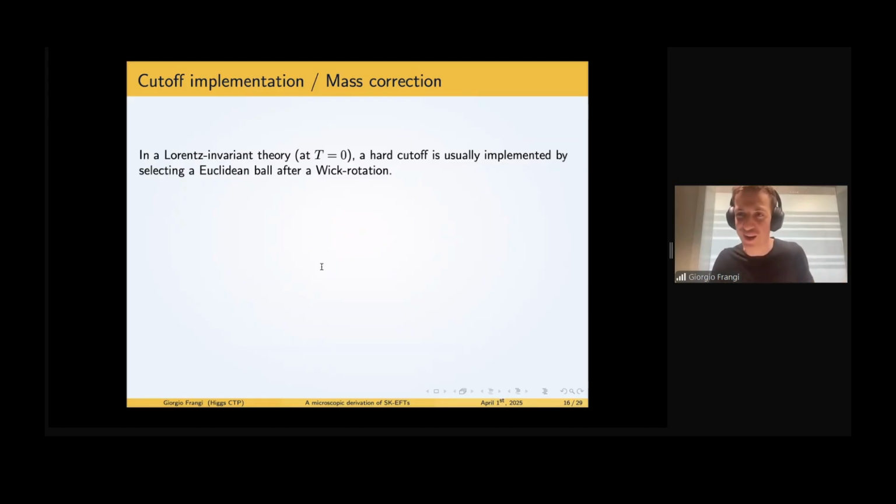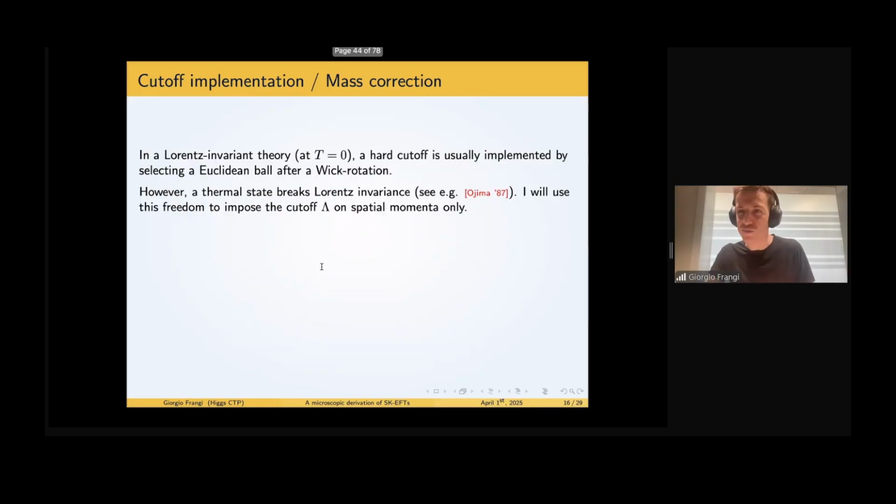We all studied how to do that a long time ago in undergrad. Before doing that, let me just specify what I mean by cutting off the theory, because in general, when we have a hard cutoff in a Lorentz invariant theory, some relativistic field theory, what you're going to do is a Wick rotation, go to Euclidean time, and carve out a Euclidean ball of modes, and you're going to use that as your hard UV cutoff. But this is a Lorentz invariant prescription, and there is really no need for us to have a Lorentz invariant prescription because I quantize the theory on a state that does break Lorentz invariance.